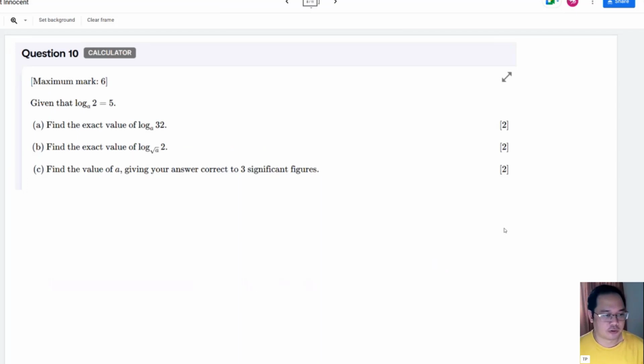A of 2 equals 5. Find the exact value of log a of 32. So basically, given that log a of 2 equals 5, you can find the value a with a calculator.